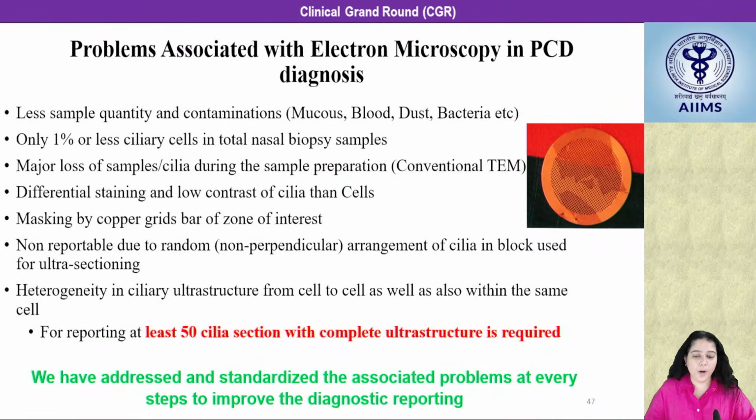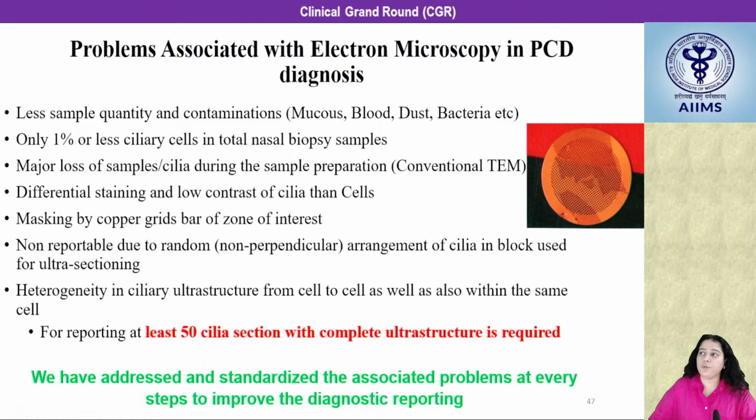Now I will tell you about the problems that are associated. First one is the sample quantity as well as the quality. Fewer ciliary cells in the biopsy samples, major loss of cilia during the sample preparation, differential staining and low contrast of cilia compared to cells, and the masking of the zone of interest on the copper grids. You can see here the copper grids. These are the sections. Some of the region which contains the zone of interest could be masked by the copper grids.